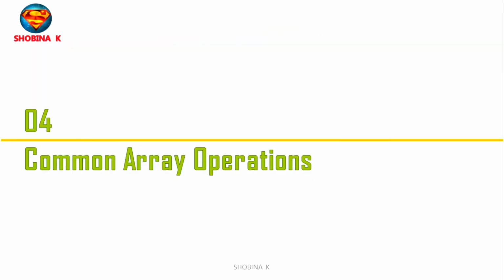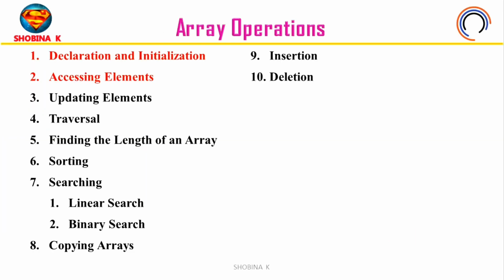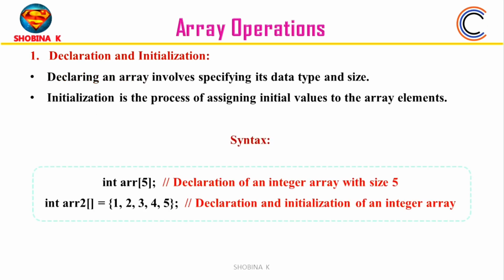Let's move to the next topic, which is array operations. These are the operations in an array. Array operations in C refer to various tasks and manipulations that can be performed on arrays. So what an array can do with the elements inside it is the operation of arrays. The first operation is declaration and initialization. Declaring an array involves specifying its data type and size. Initialization is the process of assigning initial values to the array elements.